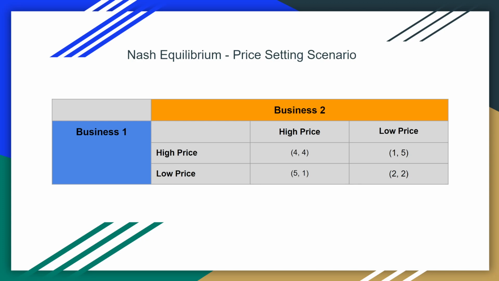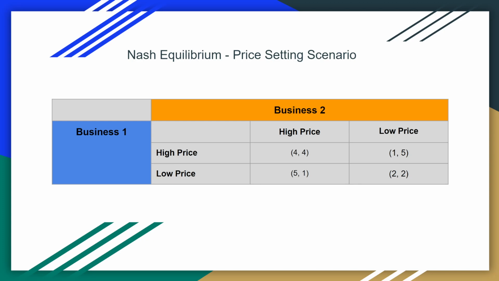A Nash equilibrium occurs when both players are simultaneously playing their best responses. Let's pinpoint those combinations. If both players choose high price, neither can improve their outcome by unilaterally changing their strategy. This is a Nash equilibrium with payoffs of 4-4.